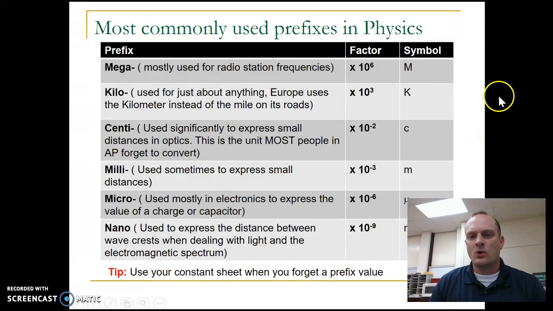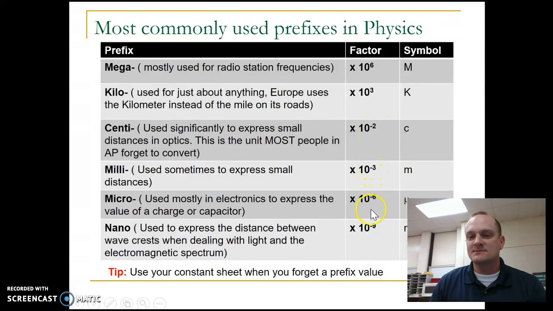Here's some of the most commonly used prefixes. I'm not going to go over these in a whole lot of detail just because this was part of your summer homework to look this stuff up. Notice that mega and kilo, things are getting larger. This is a capital K, capital M for the prefix abbreviation. Centi, milli, micro, and nano, things are getting smaller.